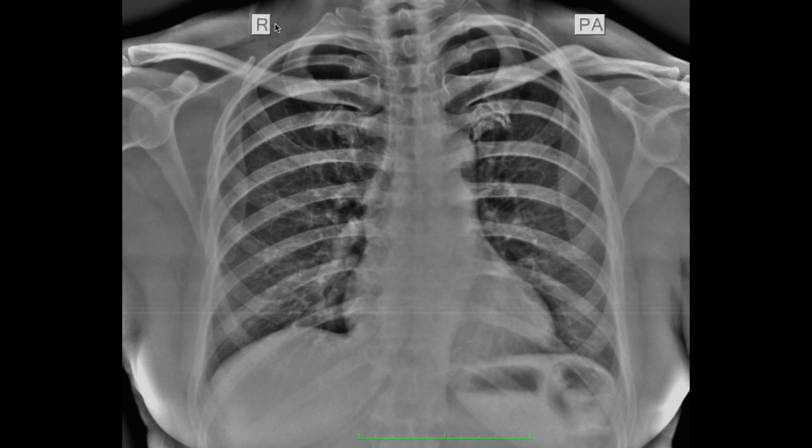Second step is to look at the side marker. This says that this is the right side of the patient and this is the left side of the patient. You have to determine the situs by looking at the arch of aorta and the cardiac apex and the fundic bubble. Normally these three are on the left side, so we say that this patient has normal situs and the marker has been placed correctly.